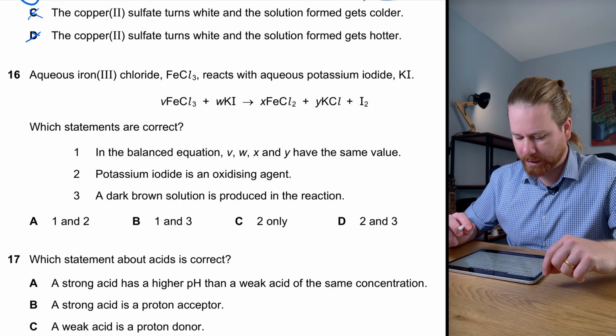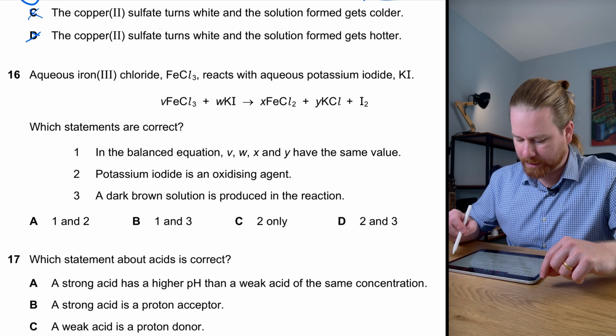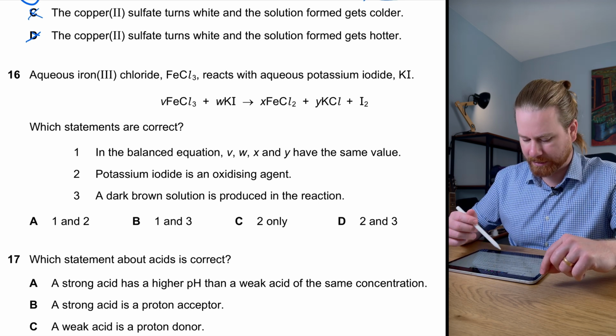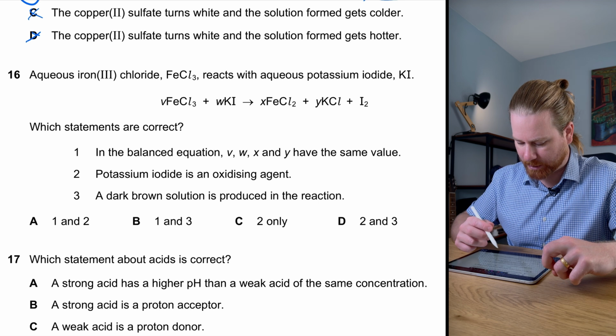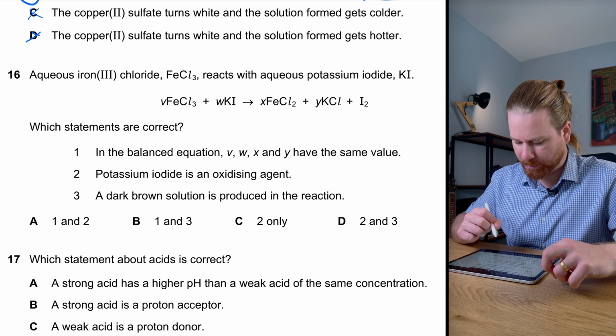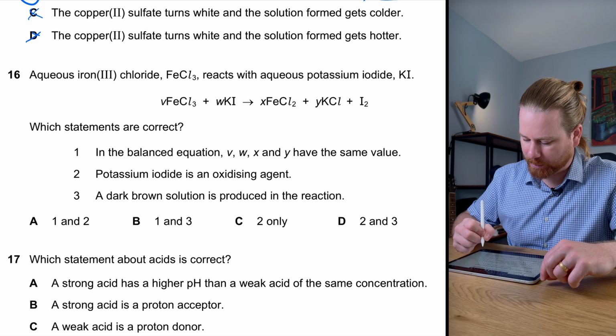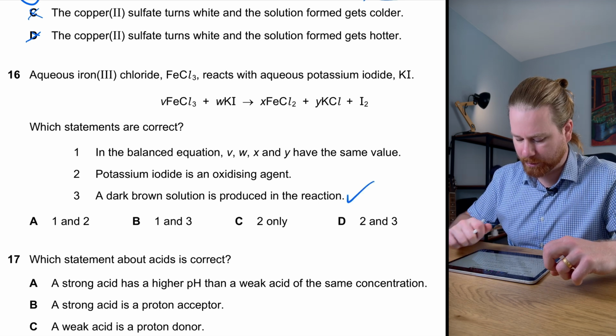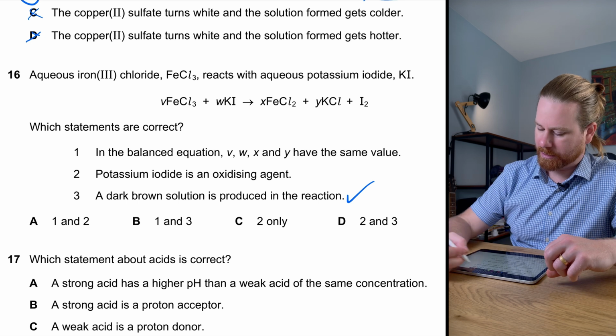Okay, now on to number 16. So let's see what is going on here. So we've got a reaction that needs balancing by the looks of it. Figuring out something as an oxidizing agent. And are we getting a dark brown solution being produced? Well, that's the easiest thing to figure out first, as we are getting iodine formed, so we are going to get a dark brown solution. I think the other two need a little bit more thought.